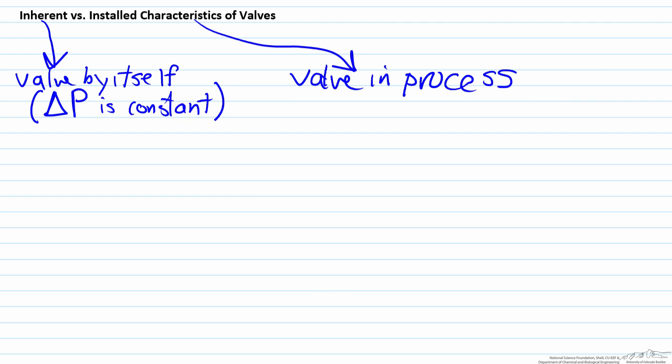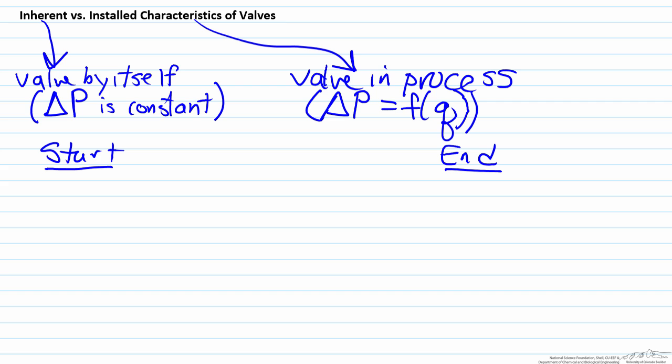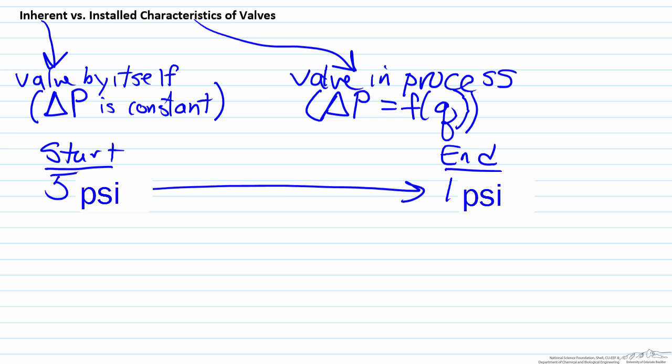And the important issue with the valve being in a process is that delta P is now a function of your flow rate Q. When you have a system, your fluid is going to start at some particular pressure, let's say 5 psi, and then it's going to end at a separate pressure, let's just say 1 psi. And it's open to the environment. So therefore, as it goes through, it's going to go through a pressure drop. And this pressure drop can be caused by friction losses of some sort. These friction losses can come from the various pieces of equipment.